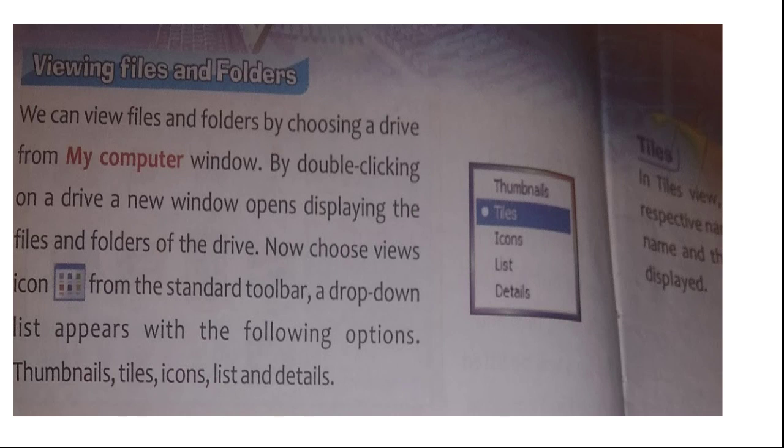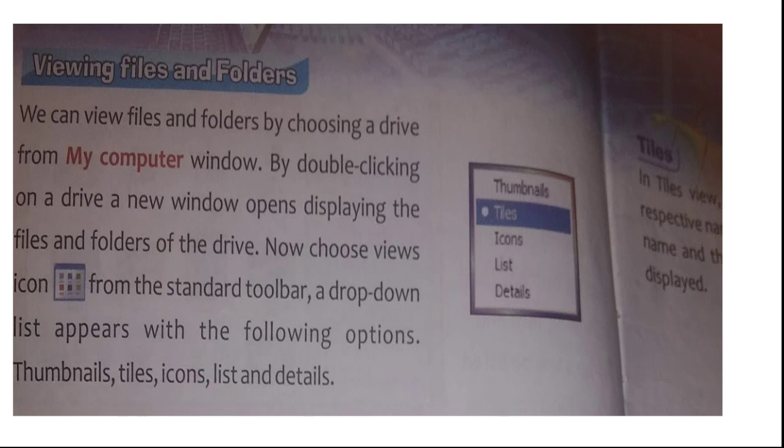So what is the content here? We can view files and folders by choosing a drive from my computer window. By double clicking on a drive, a new window opens displaying the files and folders of the drive. Now choose view icons from the standard toolbar.